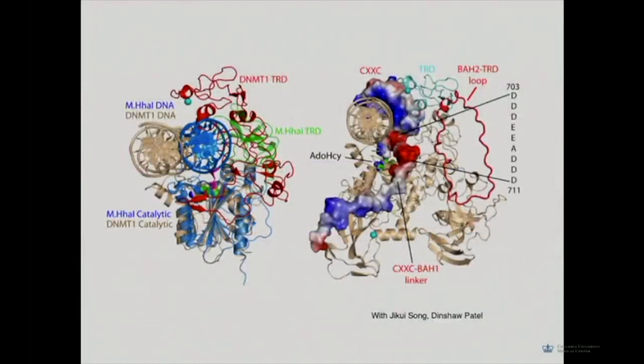In collaboration with Dinshaw Patel's lab at Sloan Kettering, we solved the structure of DNMT1. It was a delight to see, because we found that when it's bound by unmethylated DNA, the CXXC domain, which is found in a number of proteins and always binds to unmethylated DNA, interposes a stretch of acidic amino acids between the DNA and the active site of the enzyme. And that's a large part of the mechanism that prevents DNMT1 from methylating unmethylated DNA.